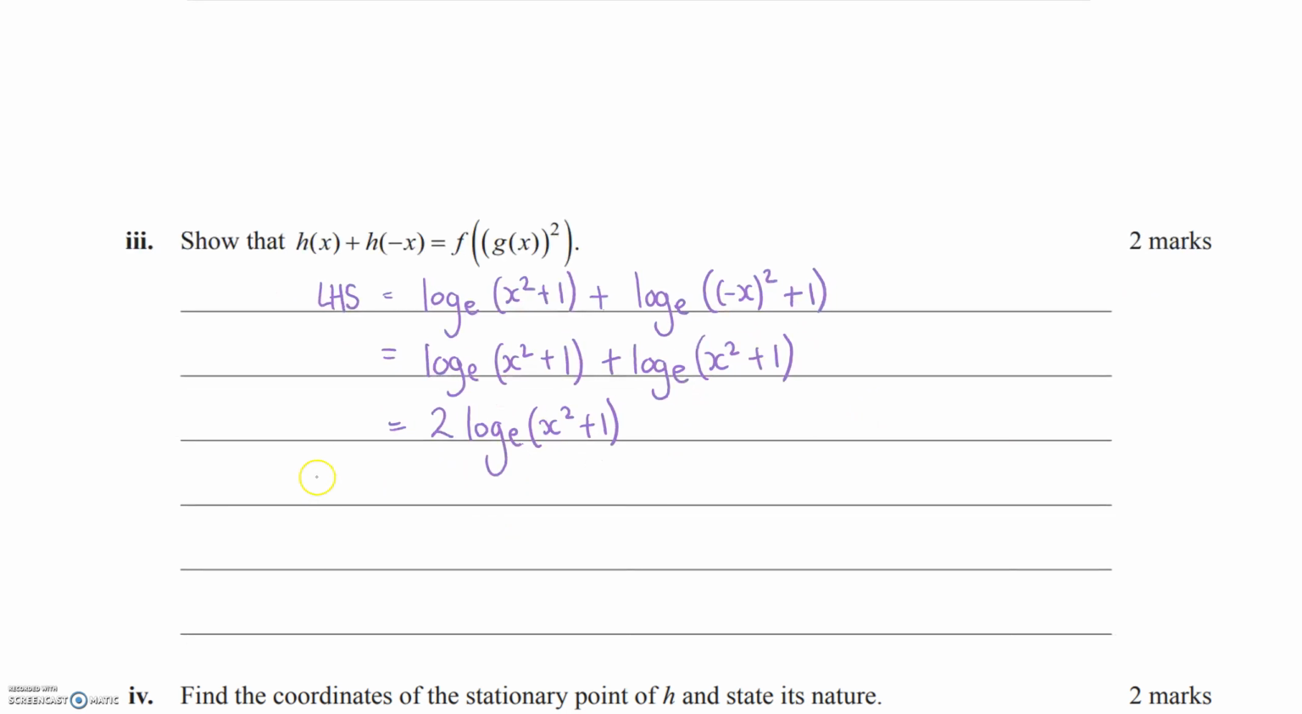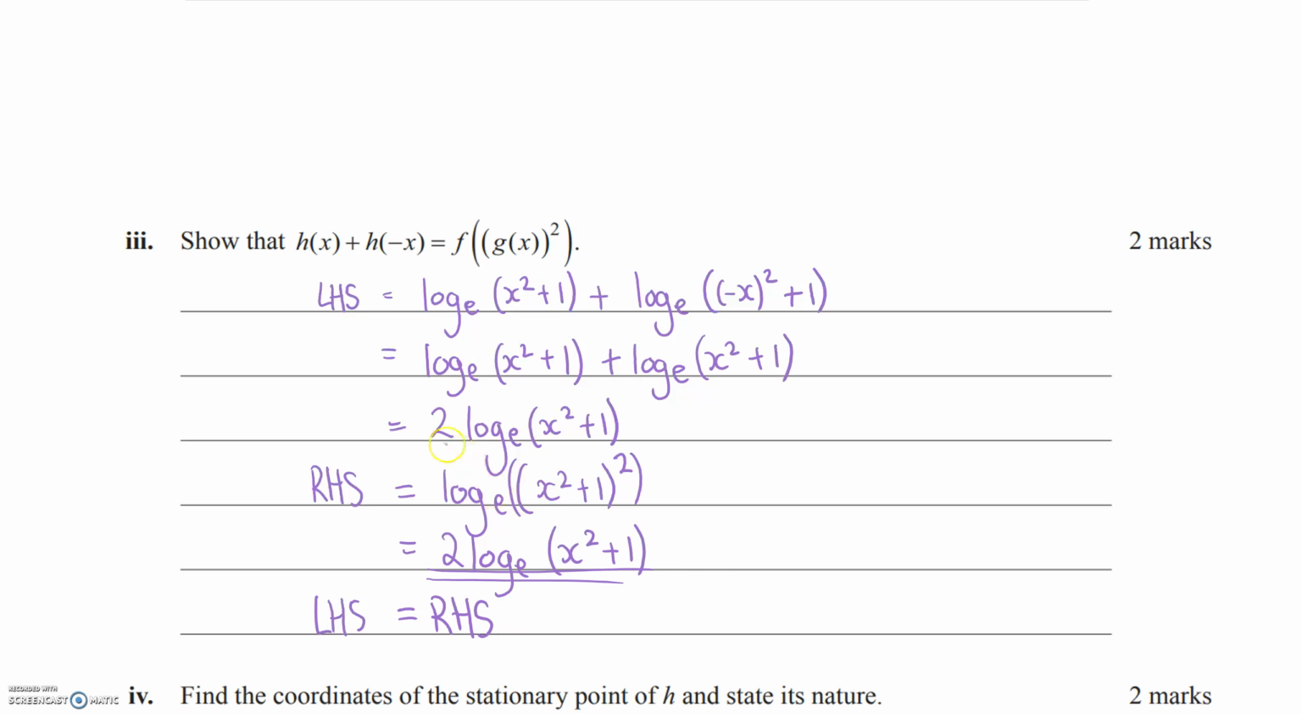Now my right hand side would actually be log e x squared plus 1 all squared, which if we know our rules of logs is just 2 log e x squared plus 1. And then we can just say left hand side equals right hand side. So I've just proven that because this is equal to this, we've shown what they've asked for.